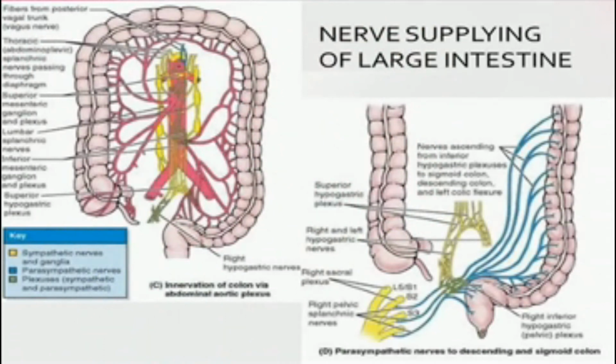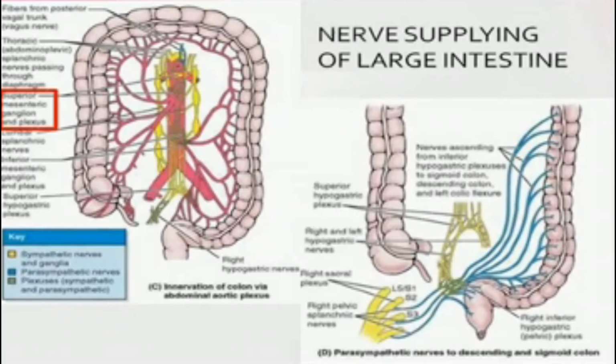Nerve supply of the large intestine. The nerve supply to the cecum, appendix, ascending colon, and transverse colon derives from the sympathetic and parasympathetic nerves from the superior mesenteric plexus. The sympathetic nerve fibers originate in the lower thoracic part of the spinal cord, and the parasympathetic nerve fibers derive from the vagus nerves.